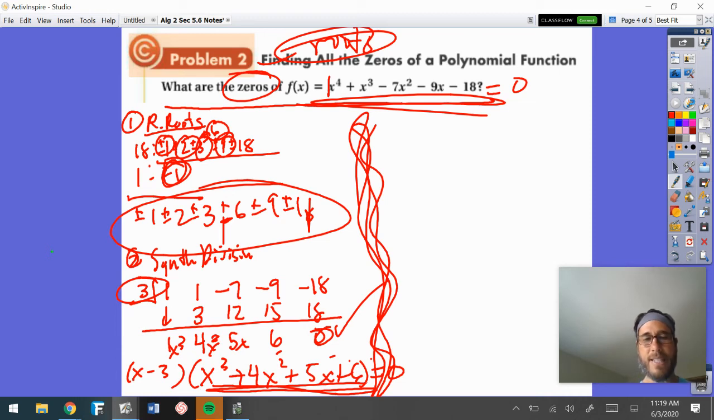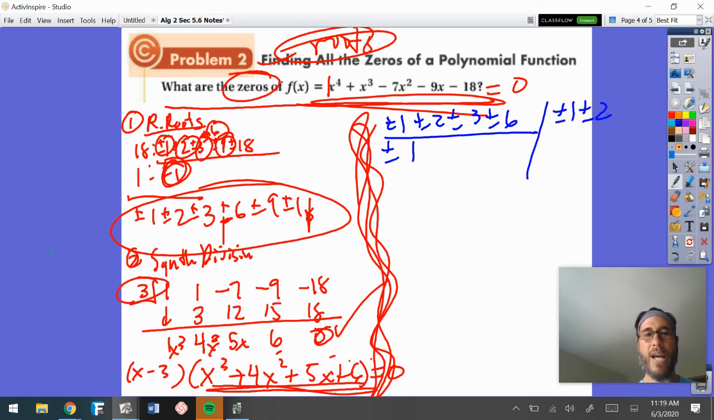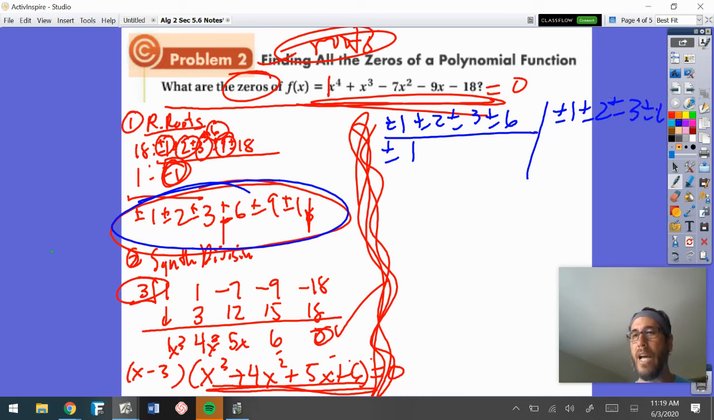But this limits my possibilities, if you notice. The last number is a 6. The first is a 1. So let's go ahead and go blue here. The last number is a 6, so that'd be plus or minus 1, plus or minus 2, plus or minus 3, plus or minus 6. The first is a 1, so it's just dividing by 1. We could do this whole thing again. Believe it or not, you could just use these numbers again, because they would work out. But this narrows down our possibilities.